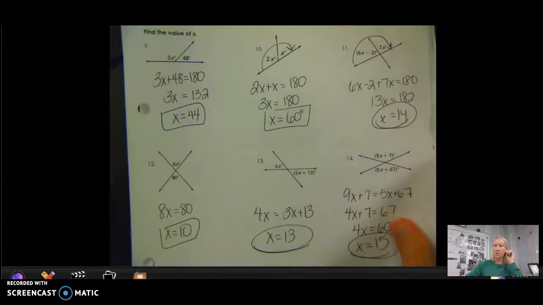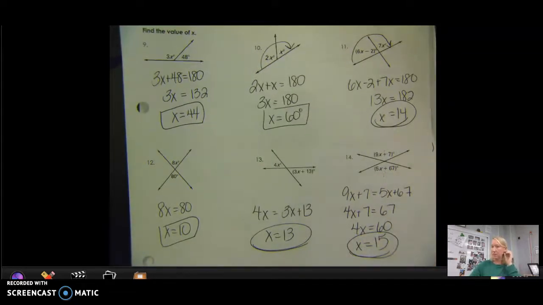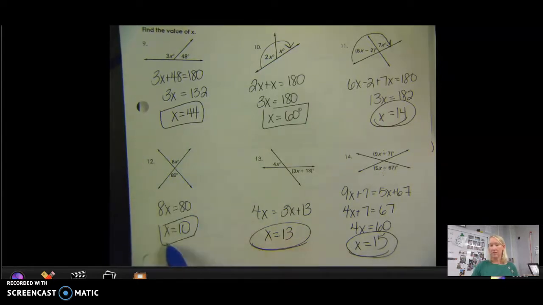On 11, you add those two things together, set them equal to 180. You combine like terms to get 13x, and I added 2 at the same time to get 182, and then I divide by 13 on both sides, so x equals 14. Next one, this equals this, so I get x equals 10 when I divide by 8 on both sides.